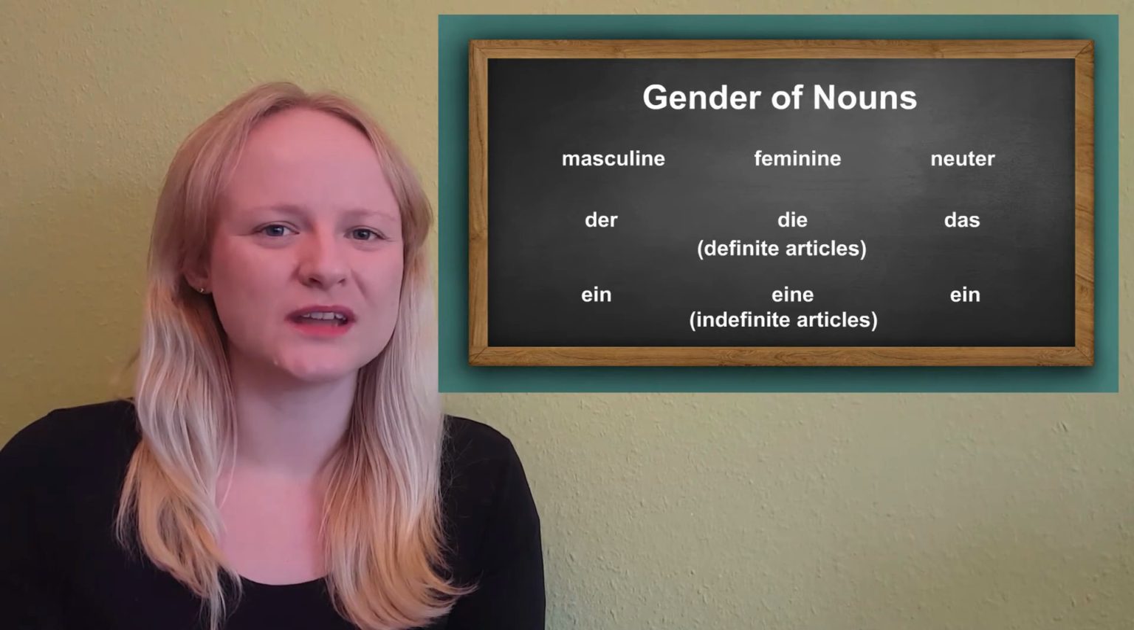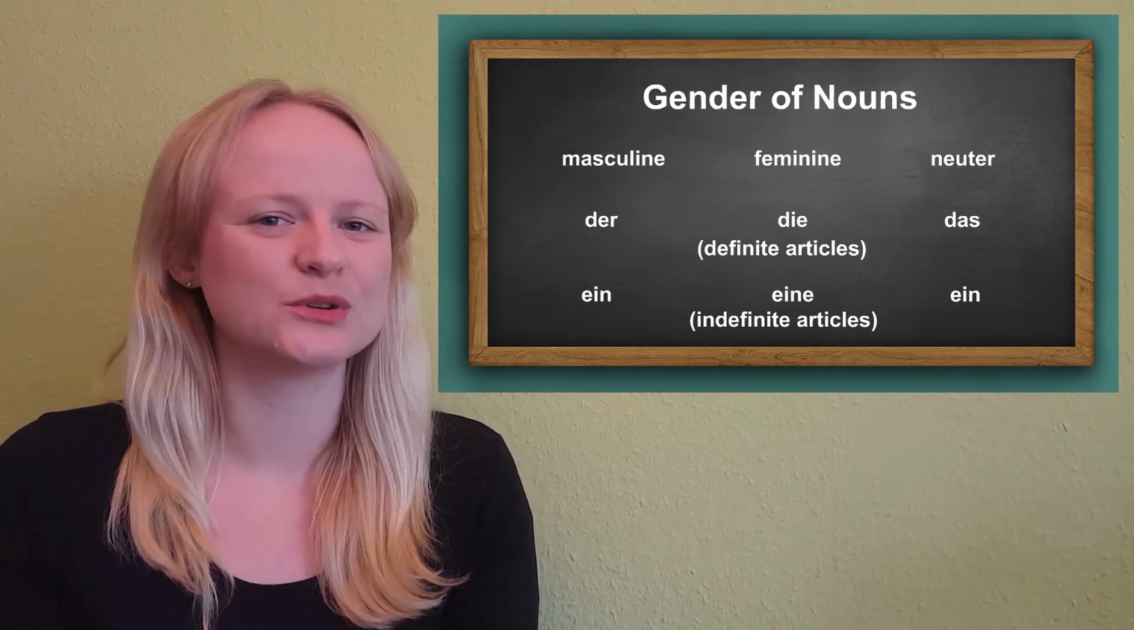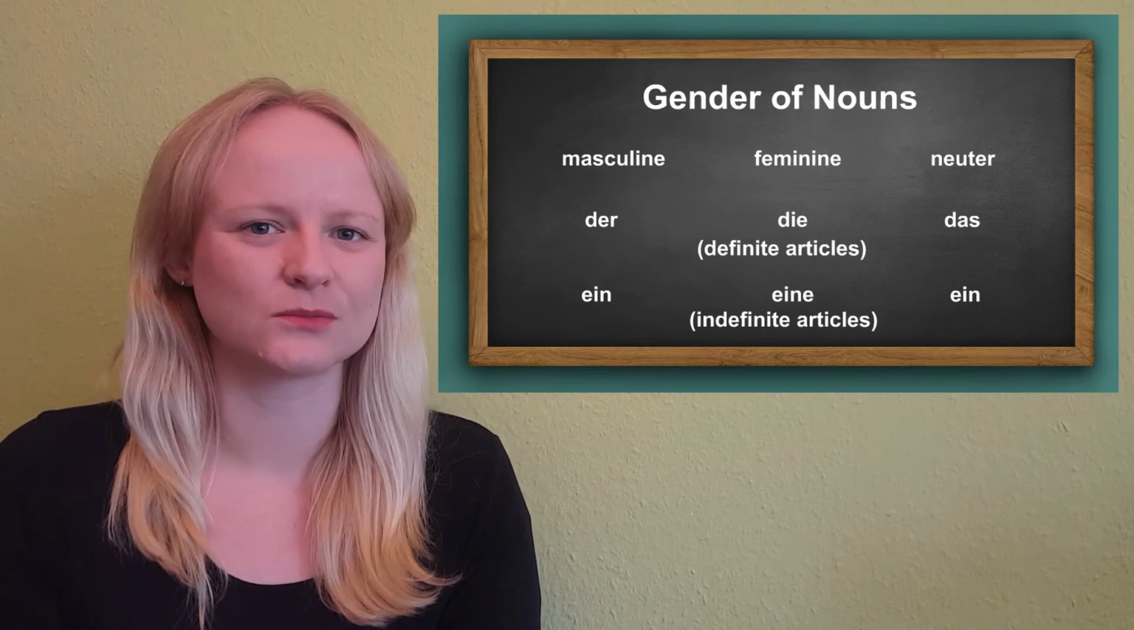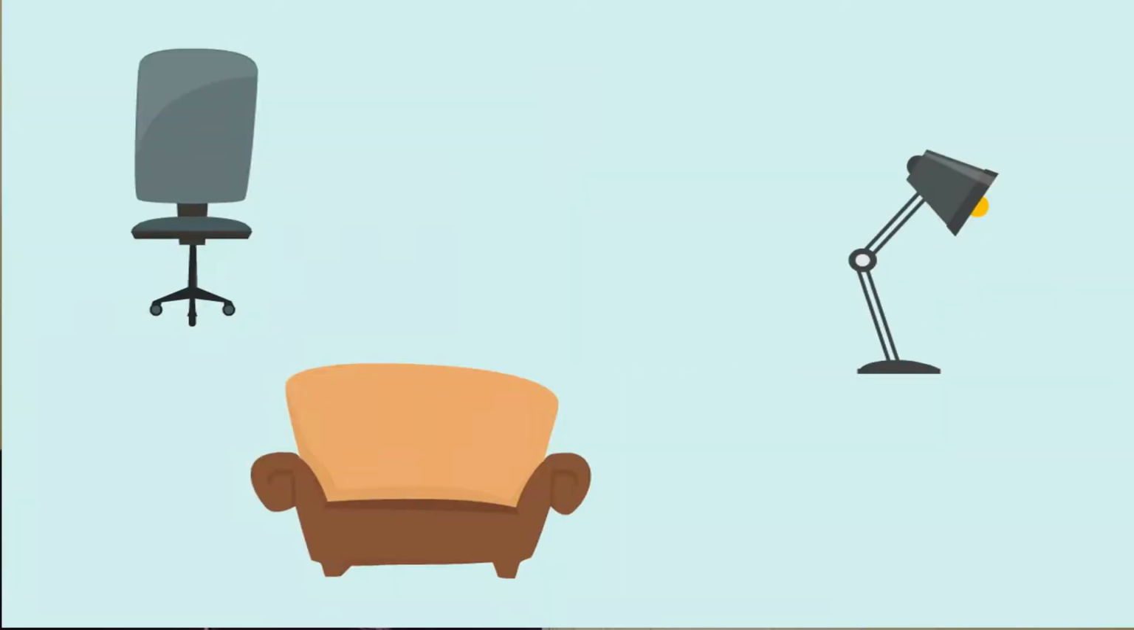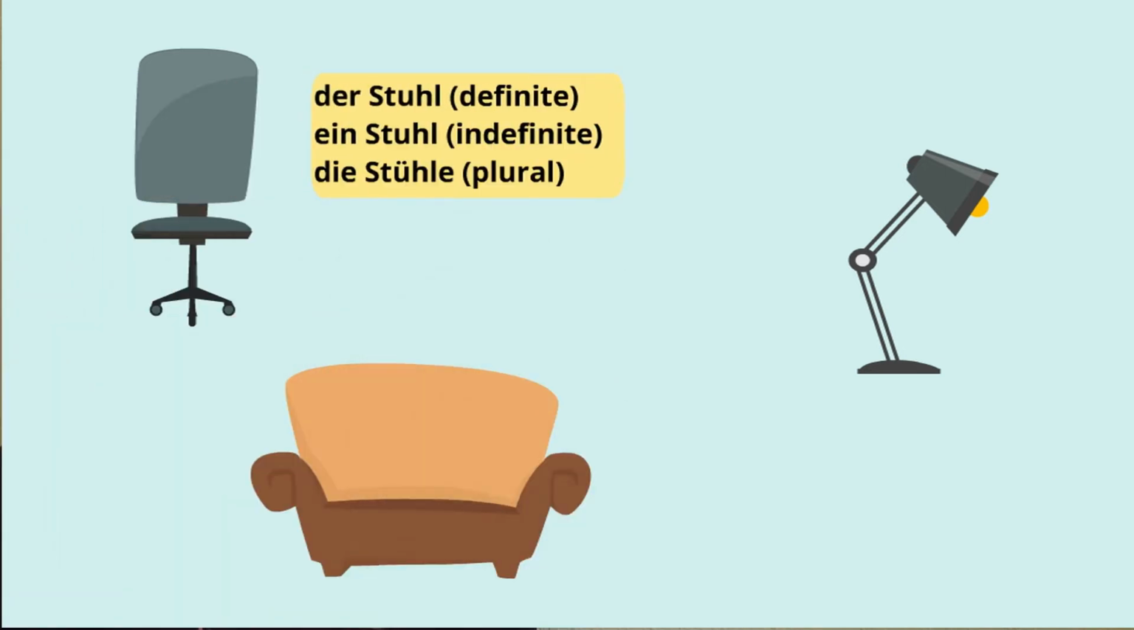So now that we know enough about genders, let's look at some new words and how they form their plurals, which is the second important point of this lesson. Grab your notepads and note down with me. Der Stuhl, ein Stuhl, die Stühle.